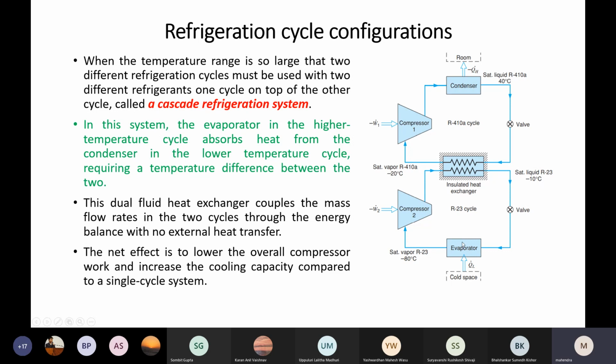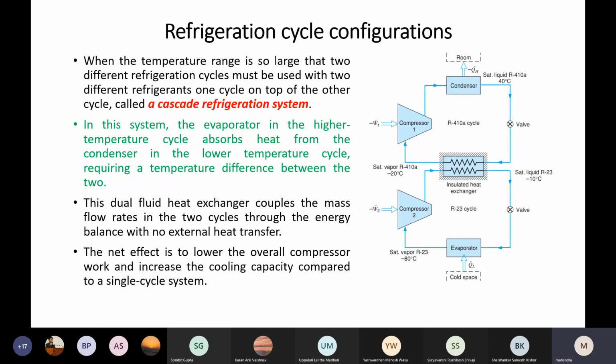Then heat is absorbed over here by this refrigerant. And for this cycle, we need one condenser, right? This heat exchanger, whatever we are adapting over here, works as the condenser for this cycle and the evaporator for the other cycle. This is simply one heat exchanger, functioning as the condenser for the lower cycle and the evaporator for the upper cycle. So this kind of system we can call a cascade refrigeration system.